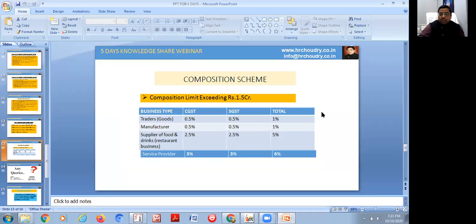Composition scheme. In case of GST, for small and medium enterprises, it's very beneficial. In case of VAT and service tax, there is only a limit of 10 lakh rupees. If your turnover is more than 10 lakh rupees, you have to collect the VAT and pay to the government. Even for service tax, only 10 lakh is the limit. But in case of composition scheme, you can have a turnover limit up to 1.5 crores. You can take the registration as a composition dealer.